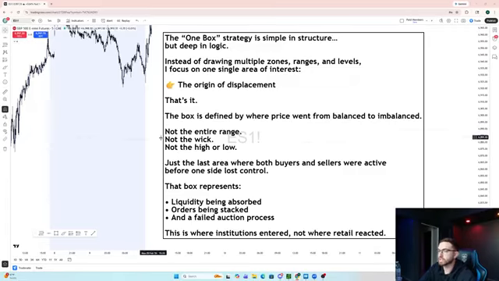The one box strategy is simple in structure but deep in logic. Instead of drawing multiple zones, ranges, and levels, I focus on one single area of interest, the origin of displacement. That's it. The box is defined by where price went from balanced to imbalanced, not the entire range, not the wick, not the high or low. Just the last area where both buyers and sellers were active before one side lost control. And that box represents liquidity being absorbed, orders being stacked, and a failed auction process. This is where institutions entered, not where retail reacted.